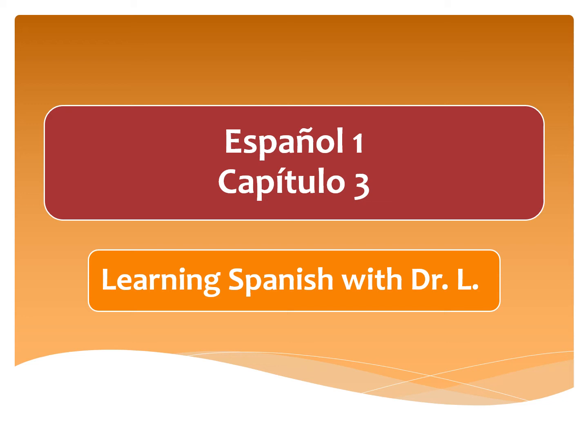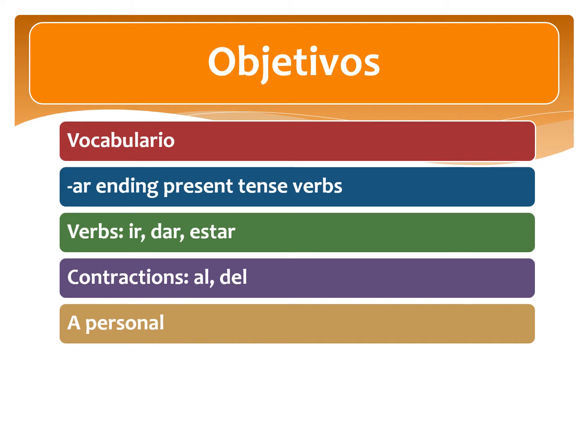Today we're going to take a look at information for Spanish 1, Chapter 3. Vamos a empezar. Alright, so our objectives for today, we want to practice vocabulary. Also take a look at how AR ending verbs work in Spanish in the present tense. And then also look at some slightly irregular verbs in the present tense, ir, dar, and estar. How do the contractions al and del work? And then the a personal or personal a.